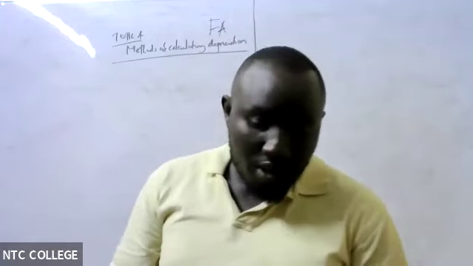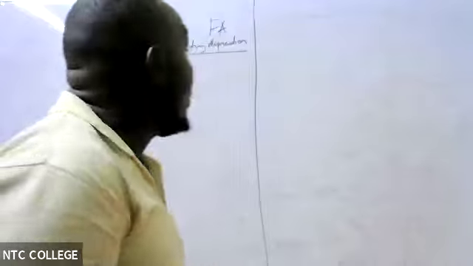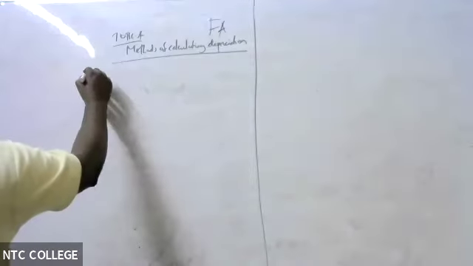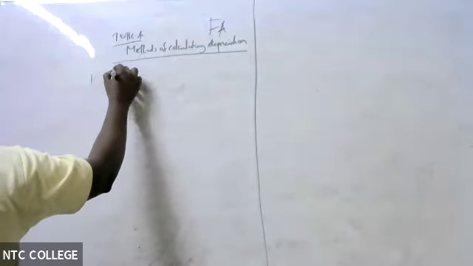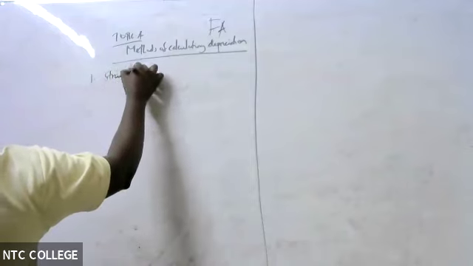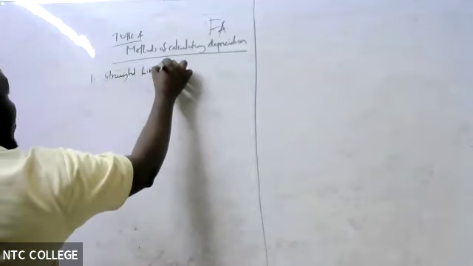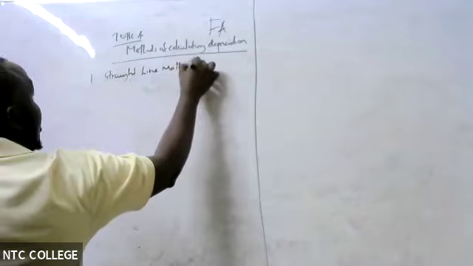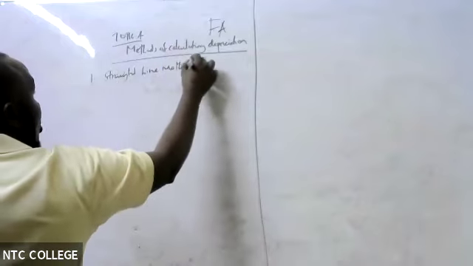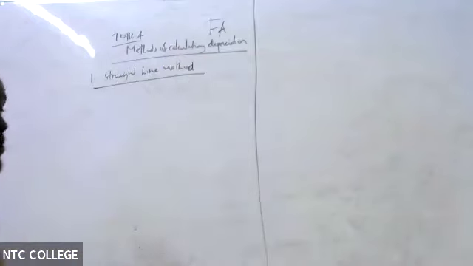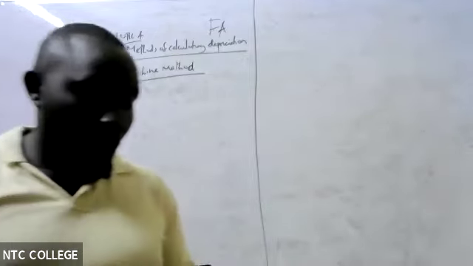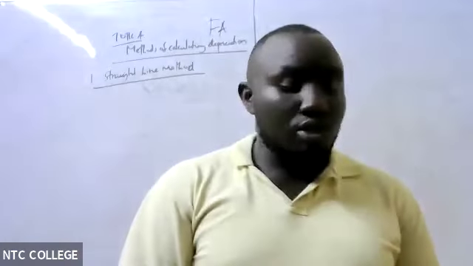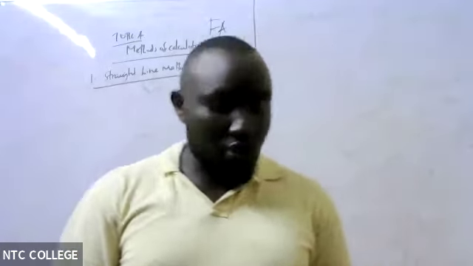We stopped at methods of calculating depreciation. I want us to start with the first method, that is what we call the straight line method. We start this with topic 4, straight line method. So what is the straight line method as a method of calculating depreciation? What do you know about the straight line method?